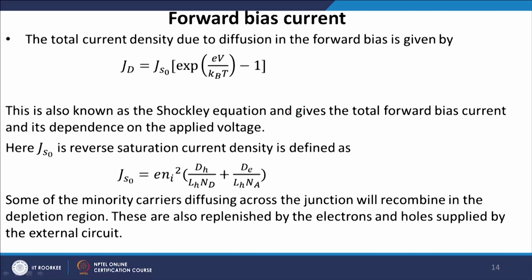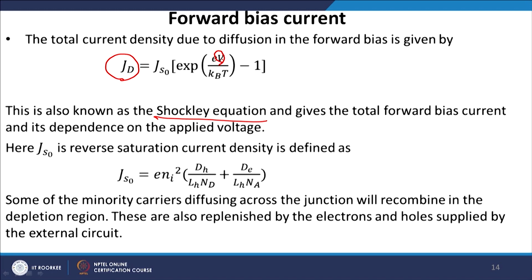In a forward bias condition, the total current density due to the diffusion is given by J_d equal to J_s0 times exponential e V by k_B T minus 1. So, the current here changes exponentially with respect to the voltage. This is also known as the Shockley equation and gives the total forward bias current and its dependence on the applied voltage. So, how the current depends on the voltage is given by the Shockley equation.